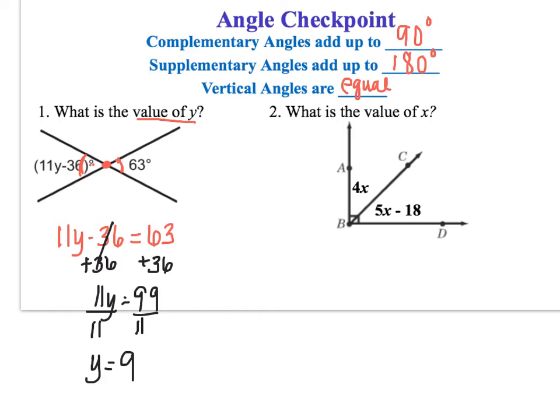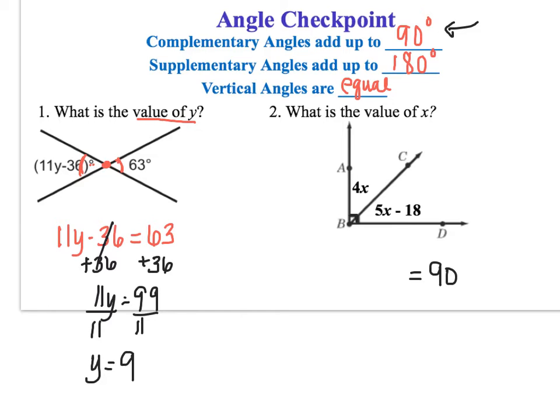Alright, so number 2 is a little different because I have complementary angles, because I see the two angles form a right angle, which is a 90-degree angle. So knowing that, I'm not going to set these two angles equal to each other, because with complementary angles, they have to equal 90 degrees. So automatically, I'm going to set my equation equal to 90.